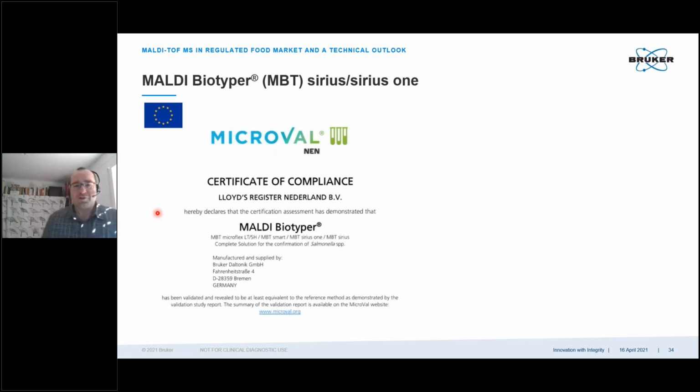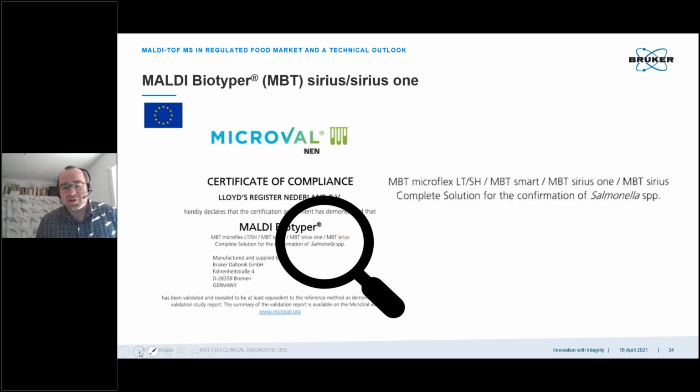All these data, again, were submitted and presented to the technical committee of Microval, and they accepted. I want to enlarge this small white. And now you can see that the Microflex LTSH, MBT Smart, and the Sirius 1 and Sirius are now part of these certificates, here exemplarily shown for Salmonella.